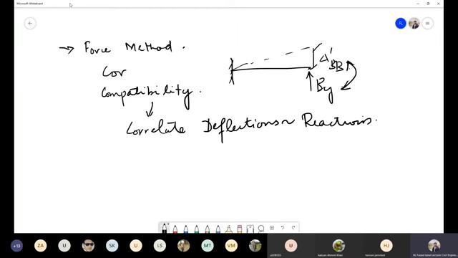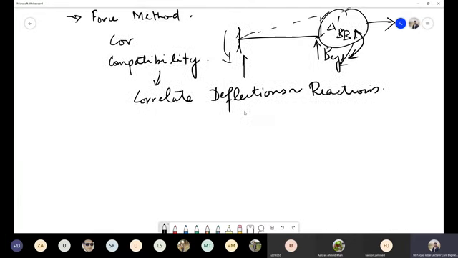Since we know the procedures to find these deflections, we will write the compatibility equation, find this deflection, and then figure out this reaction. Once we have this reaction, we can easily find the other two reactions, and this beam will be determined. Actually, it will remain indeterminate, but we can solve it to find these unknown reactions or forces.